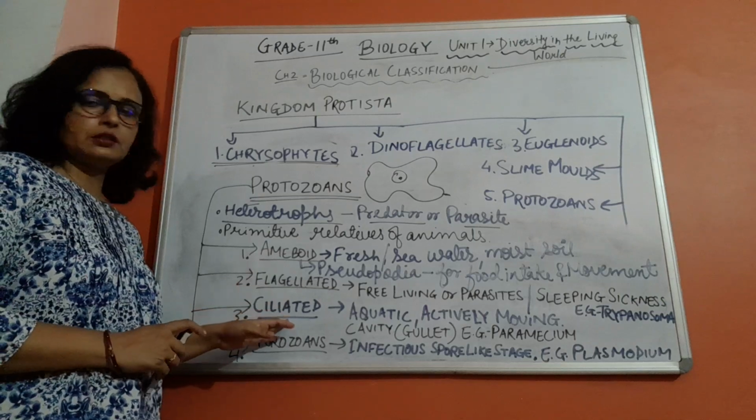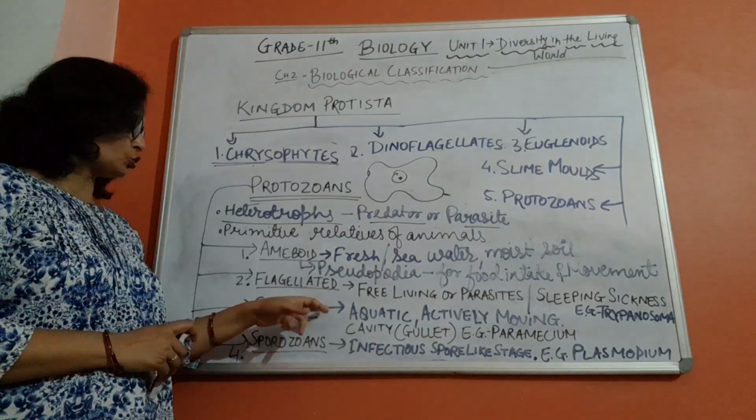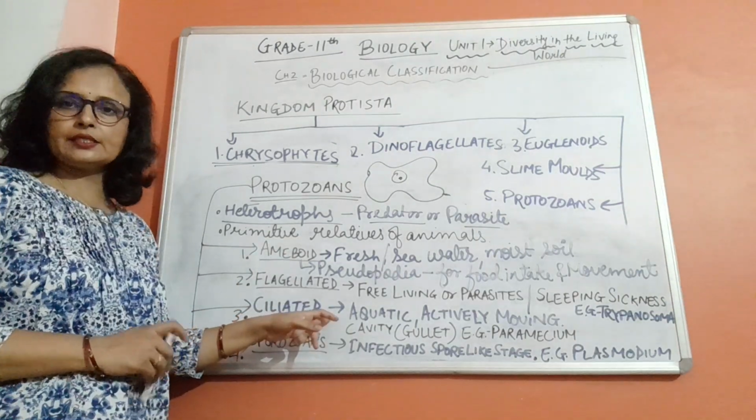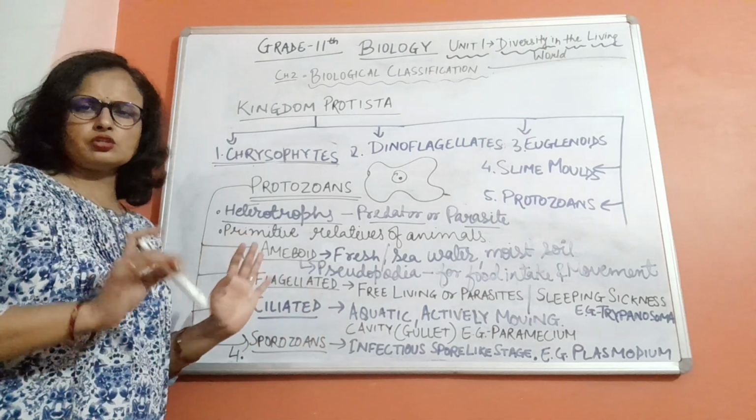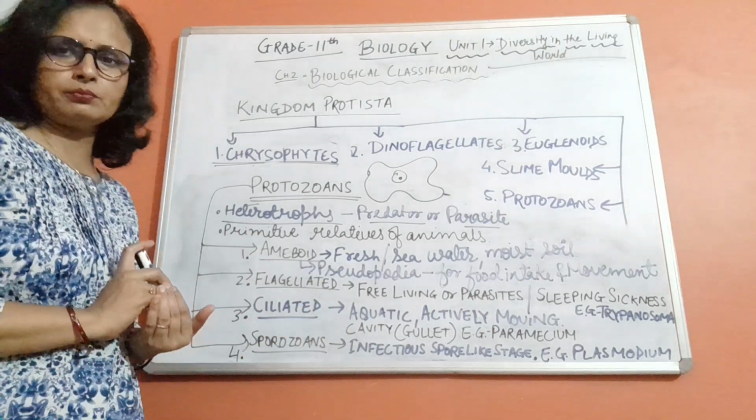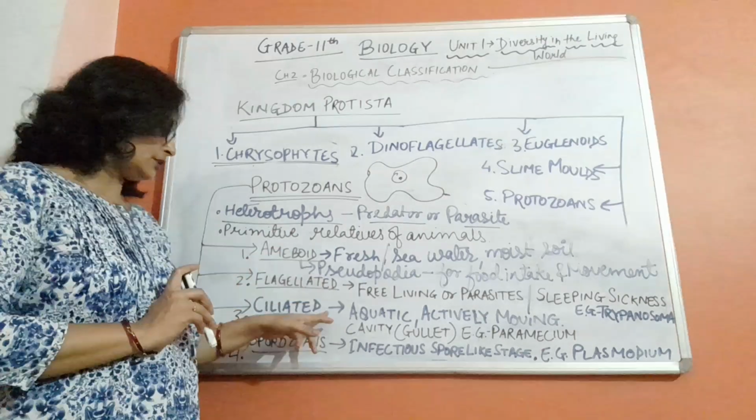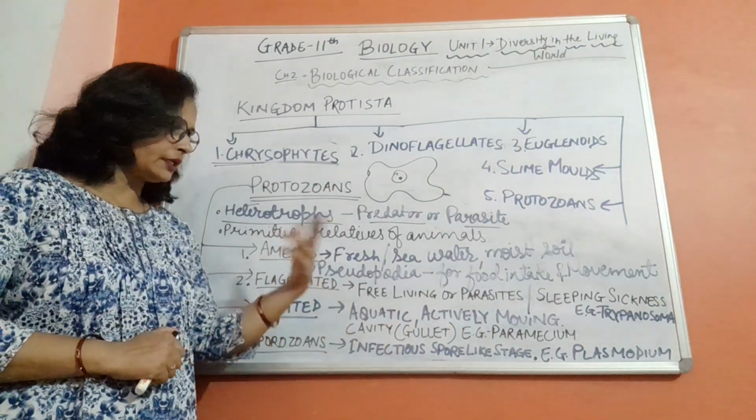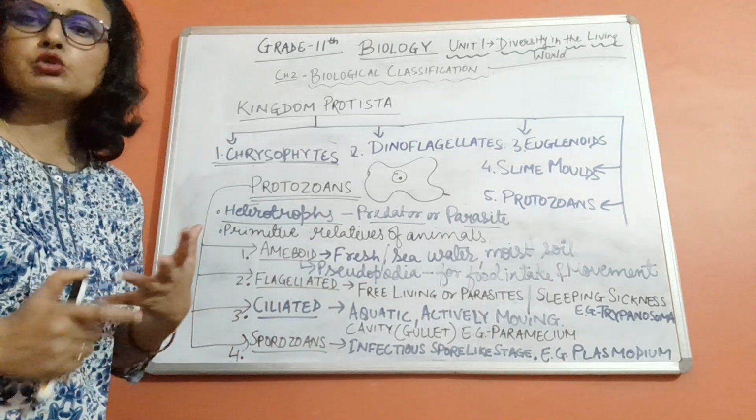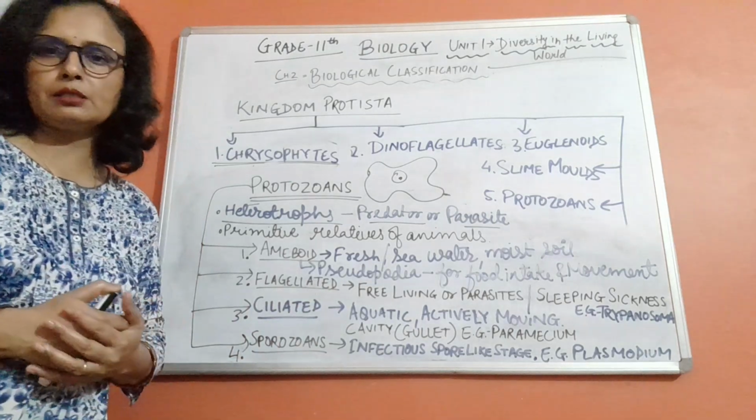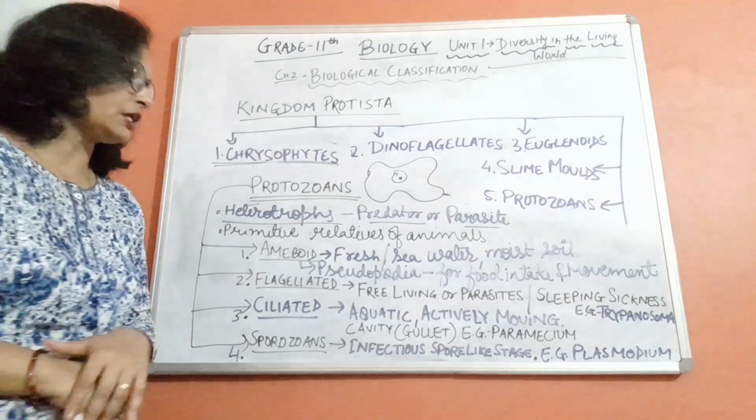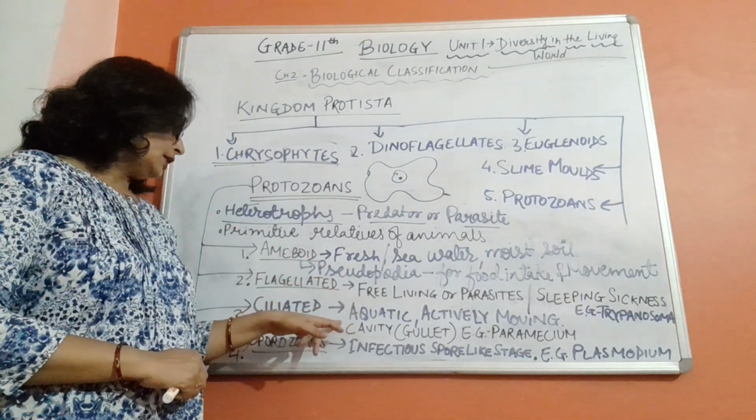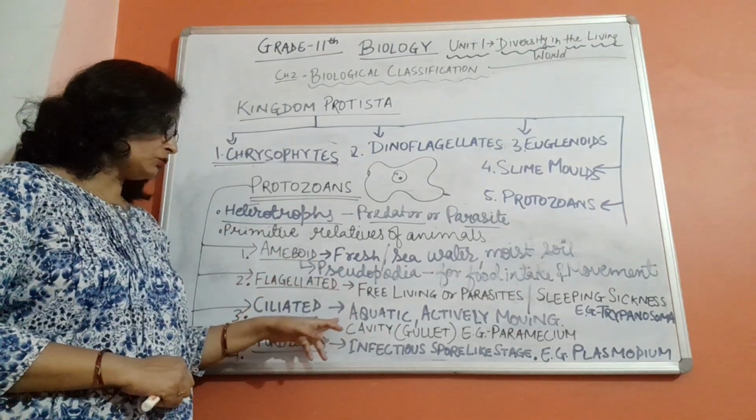Now the third one is ciliated protozoans. Cilia are there for movement. Thousands of cilia might be on the surface of the body of the single cell. Ciliated protozoans are aquatic and actively moving because they have thousands of cilia which help in movement, so they move very fast, very much active, and of course are found in the water.